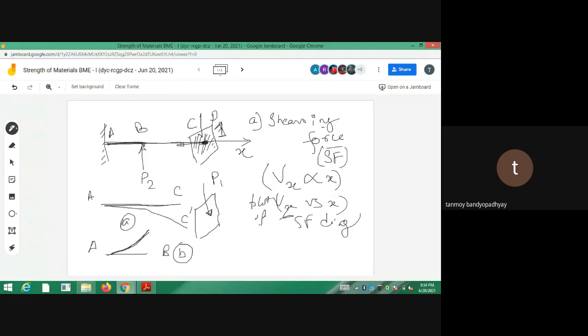As you can understand, if I call this bending moment Mx, then at any cross section of the beam, Mx varies with the span length X of the beam. Now if I plot Mx versus X, I will get a diagram. That diagram is known as the bending moment diagram, or the BM diagram. Okay?